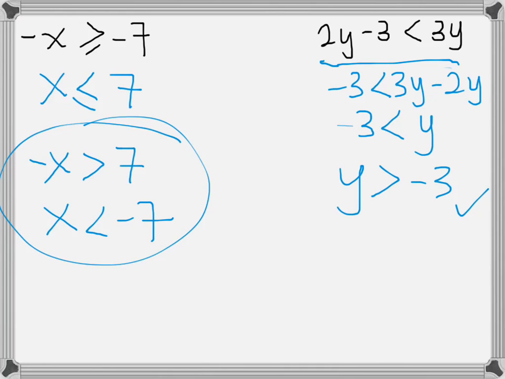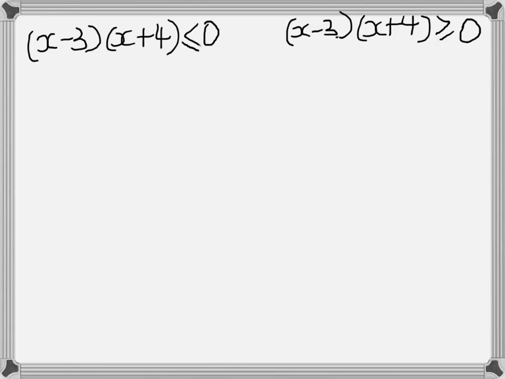Last but not least, this one is something extra, but a lot of students still get very confused. Whenever you see this kind of situation, where you have two brackets multiplied and the product is smaller or equal to 0, think of a number line.